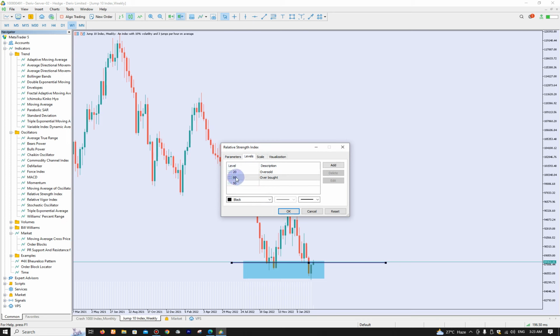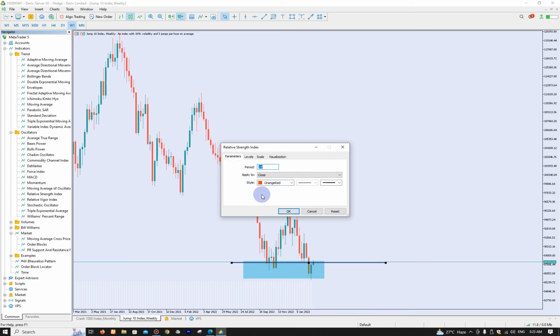But this is how I set mine. I set mine with the oversold region 20, the overbought 80, and I like leaving this level 50 to know a strong move. Whenever price is below the level 50 mark, I know it's a strong sell, and when price is above it, I know it's a strong buy, and I give it a color of my choice.